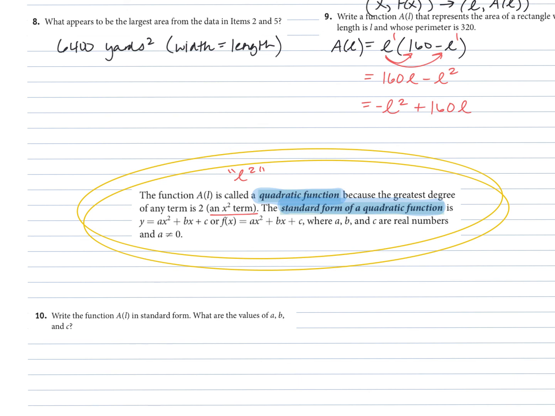So again, if you were listening to me before, right up here, I actually already wrote it in standard form for you. So we have A of L equals negative L squared plus 160L. So keep in mind, that's our standard form. And our A, B, and C values, let's write them down. So our A value is negative 1, our B value is 160, and our C value, remember, that's going to be 0 because it's just like saying plus 0.